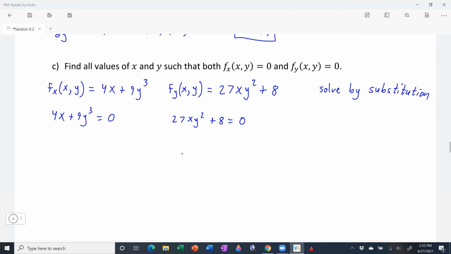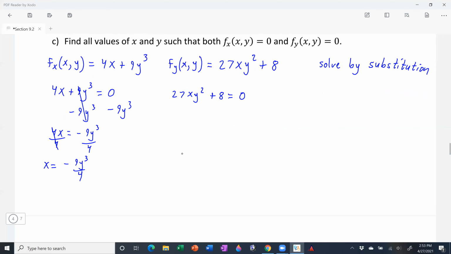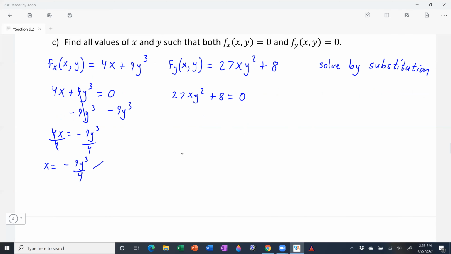Okay, and so yeah, substitution, lots of different options for what you can substitute, but I think the easiest substitution is to get x by itself in this first equation. So I'll take the 9y cubed and I'll subtract 9y cubed from both sides. And we get 4x equals negative 9y cubed, and divide both sides by 4. And here's a substitution now, negative 9y cubed over 4. Okay, so solving by substitution. I now have an expression for x, and we can plug that in to the other equation.